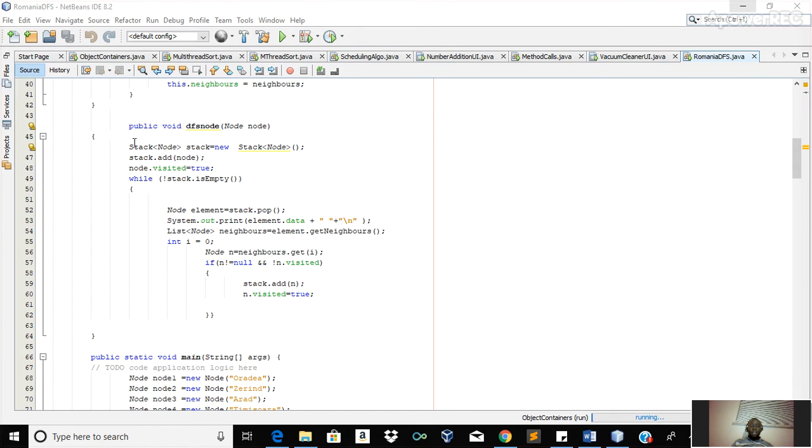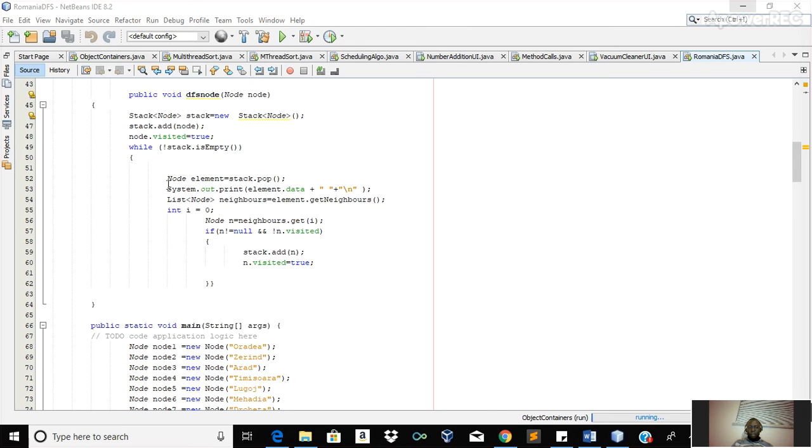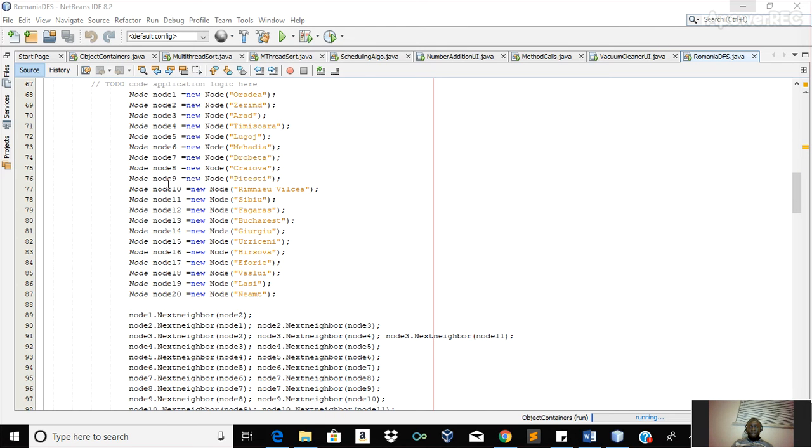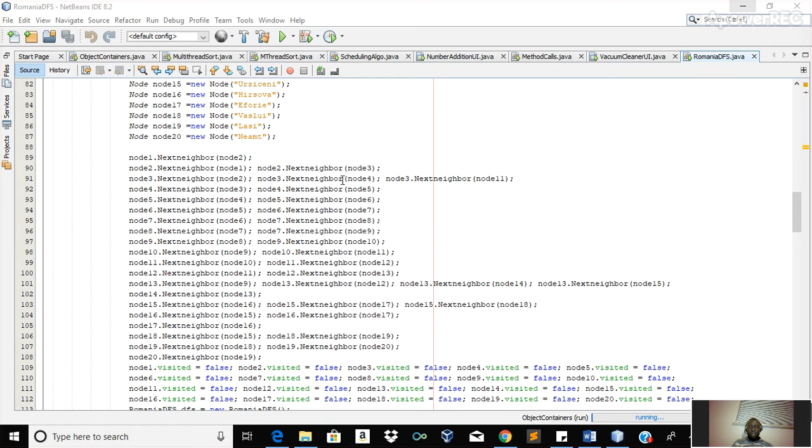So this is the DFS. It uses a stack implementation versus the queue, which the BFS uses. There's really no difference. I noticed no difference in the implementation of both. This is where the nodes are declared, and this is where the neighbors are added for each of the nodes.